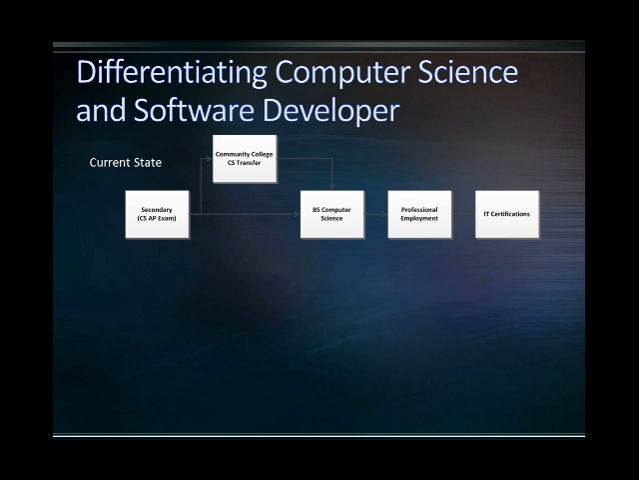So the slide I've got right up here is titled Differentiating Computer Science and Software Developer. Again, those are my two terms that I use to categorize these two models. At the top, I've got this labeled as current state. If you ask somebody right now, how do you become a software developer? What do you need to do? Most likely people are going to tell you that you're going to start at the secondary level. You may do some programming at the secondary level, and there is actually an AP exam provided at the secondary level, the computer science AP exam. However, it's not very well utilized, but it is available.